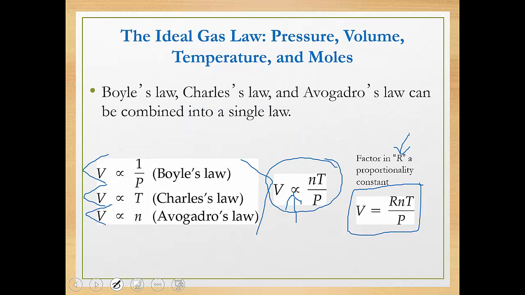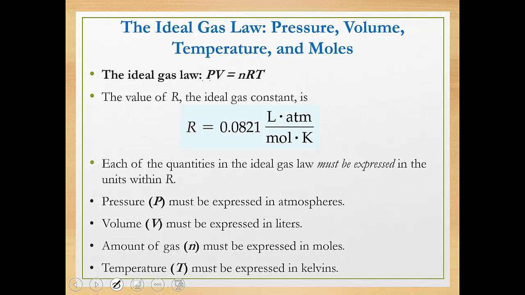Now, if we look at this relationship, volume is equal to the proportionality constant R times the number of moles of gas times the temperature of the gas divided by the pressure. If we multiply both sides by pressure, we can neaten this up a little, and we end up with the ideal gas law, which is pressure times volume is equal to number of moles times the proportionality constant or ideal gas constant R times the temperature. PV equals nRT.